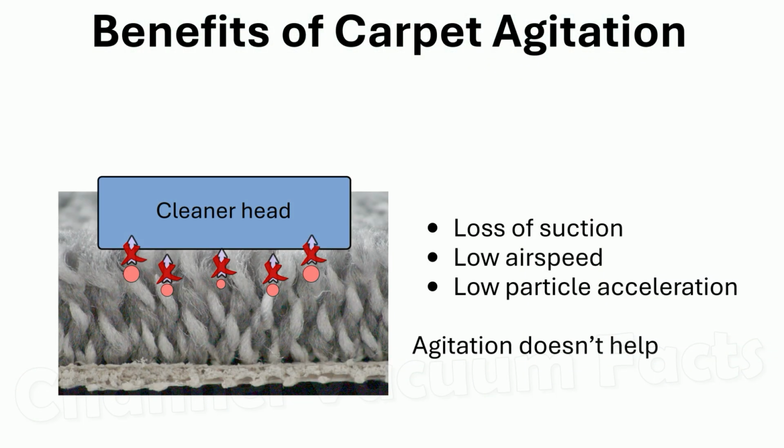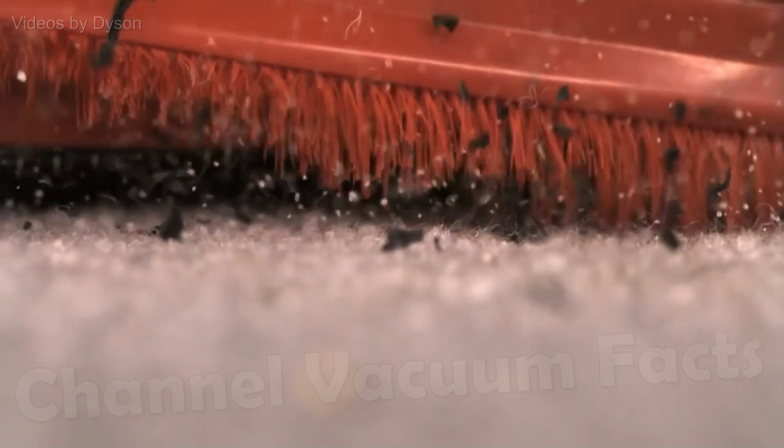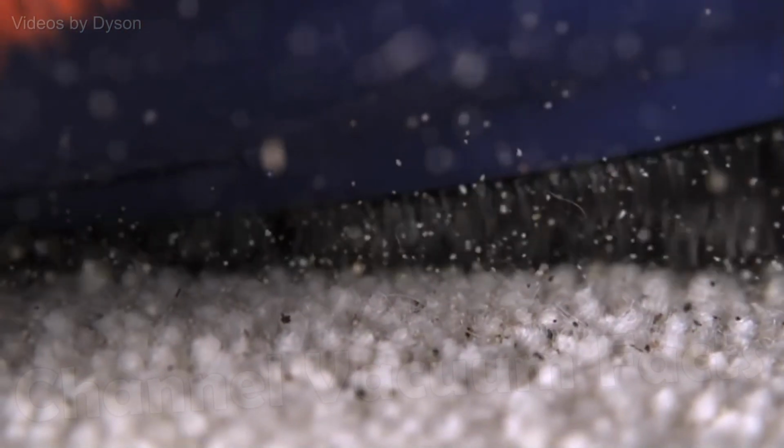It's important to note that agitation has minimal value if the particles experience low airspeed from reduced suction pressure. If the particles are not effectively aerodynamically accelerated away, it doesn't matter if they've been dislodged by agitation. This is apparent when a machine loses suction because it's blocked and the particles remain, even though the agitation action is operating correctly.